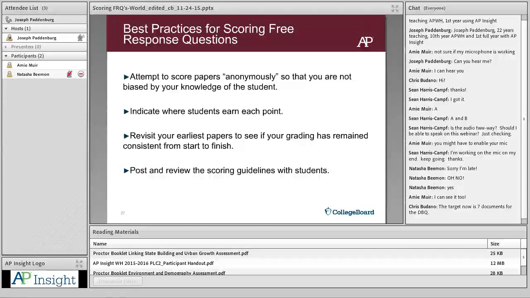I can see that now. Uncap, cap. Oh, did we lose Natasha?